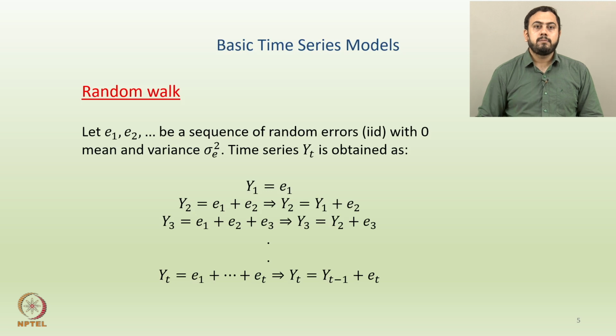Now, the third kind of basic time series model is also interesting, which is called a random walk. If you have sat through any stochastic process course, then there is a very simplistic looking process called a random walk. So what exactly do we mean by random walk?